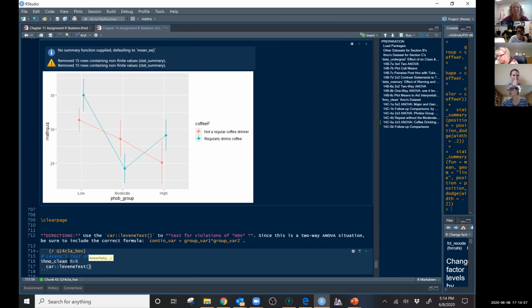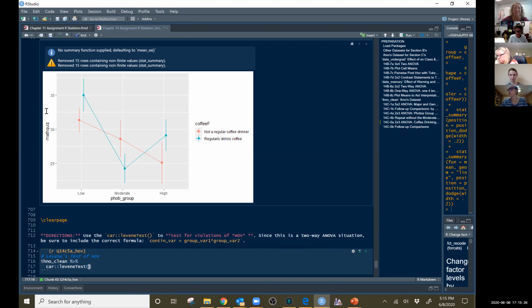Levene's test. How do I write my formula? What do I start with? Oh, you already have that. The tilde thing, what comes before the tilde? The dependent variable, which is the heart rate. Heart rate post. Oh, this isn't the right plot then.